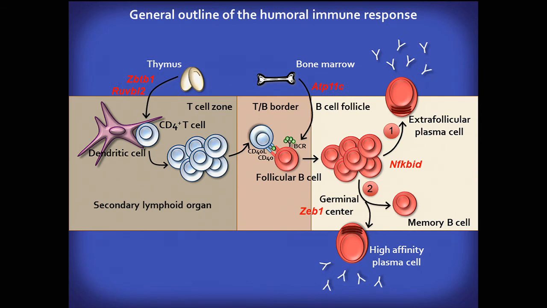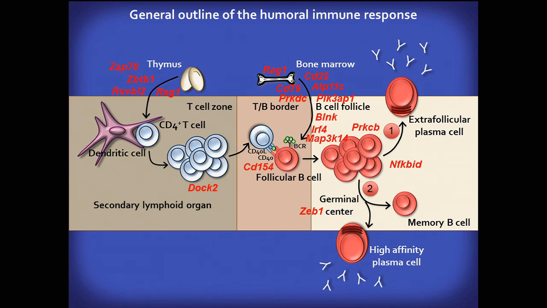I've told you about 5 genes now, actually. ATP11C, remember, is this gene I didn't talk about much. It's the aminophospholipid flippase needed for B-cell formation. Then we would put ZEB1 and RUVBL2 here. They're somehow needed for T-cell formation. NF-kappa BID is needed for extrafollicular plasma cells to form, and ZEB1 is definitely needed for affinity maturation. Those are the new genes that we found.